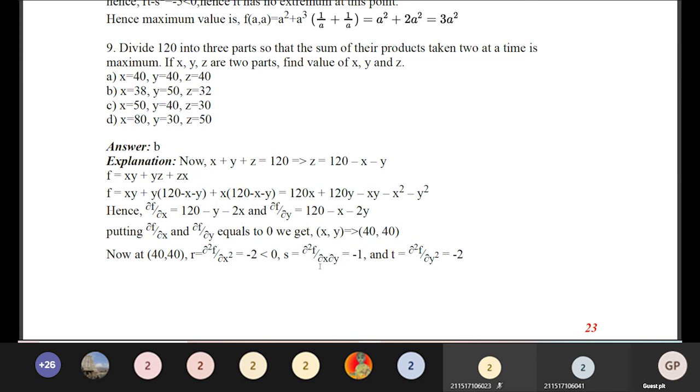We have to make the function as a function of x comma y. There is one more variable there, z. So the z value is 120 minus x minus y.